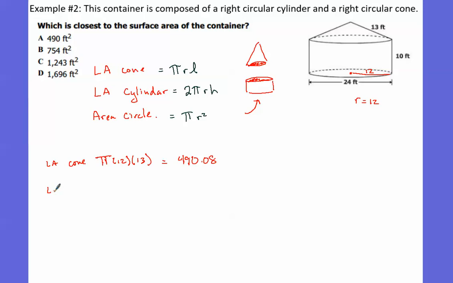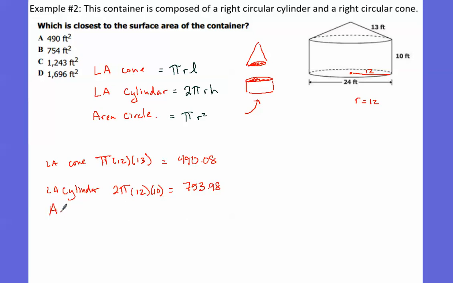Now we calculate the lateral area of the cylinder. It's going to be 2 times pi times the radius, which we already know is 12, times the height of the cylinder, which is going to be 10. Calculating this will give us 753.98. When we're finished, we're going to add all of our final solution answers.